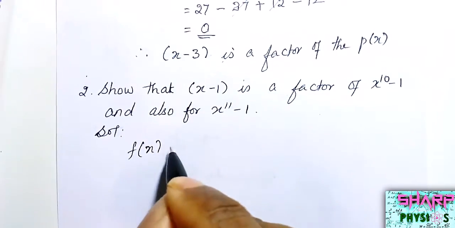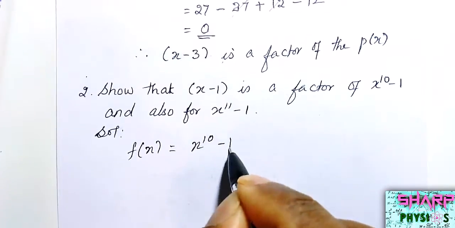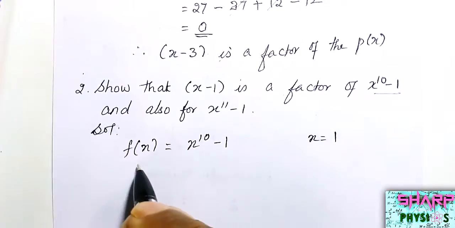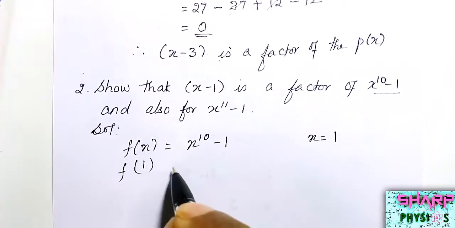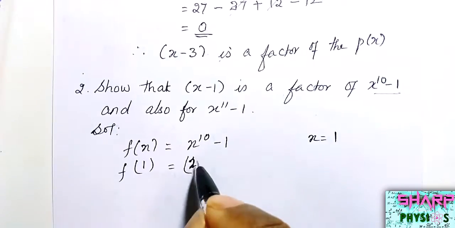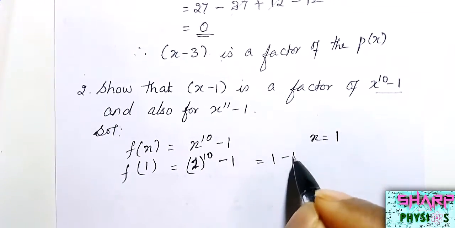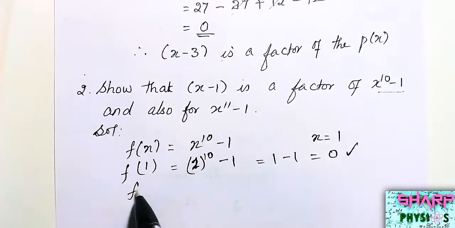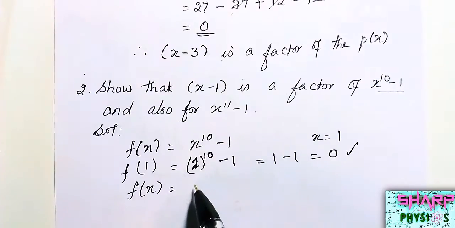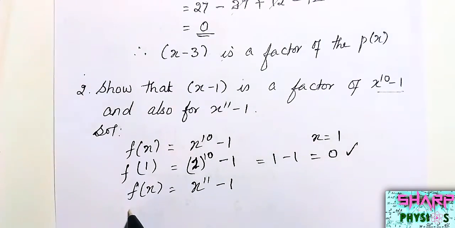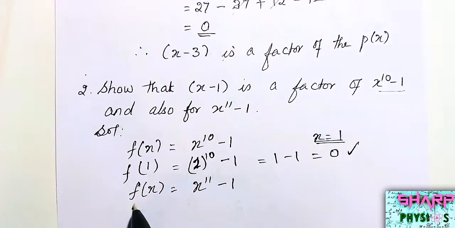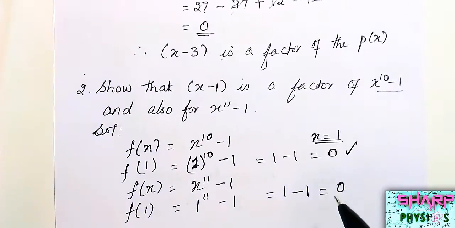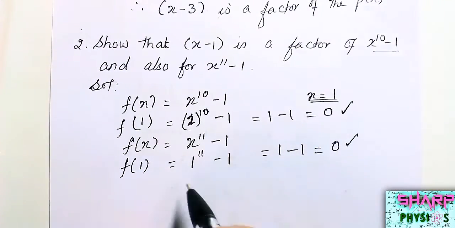We'll take f of x is equal to x to the power 10 minus 1 for the first problem, where x is equal to 1. Just substitute 1 here: 1 to the power 10 minus 1. So 1 minus 1 becomes 0. So in the first problem, it's a factor. Now go for the second one. F of x is equal to x to the power 11 minus 1. Here also we substitute x is equal to 1. So f of 1 is equal to 1 to the power 11 minus 1, which is 1 minus 1 equal to 0. So this condition is also satisfied.